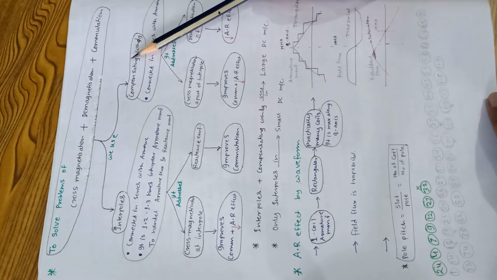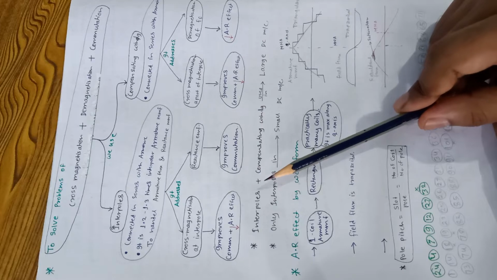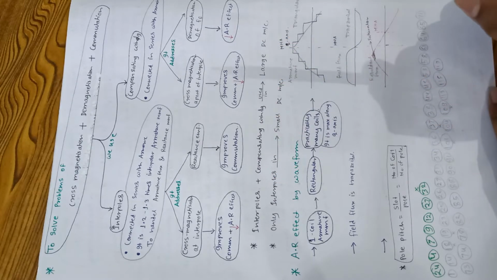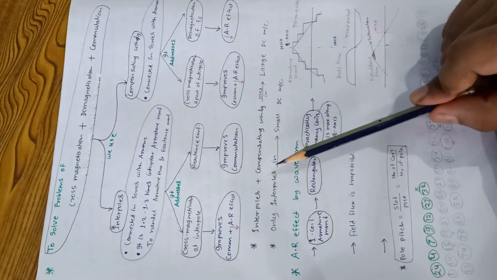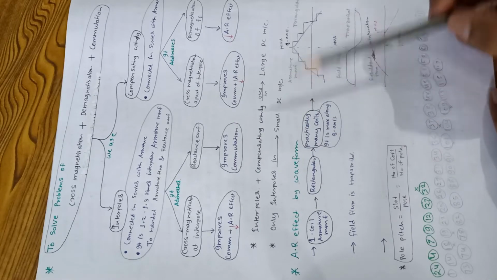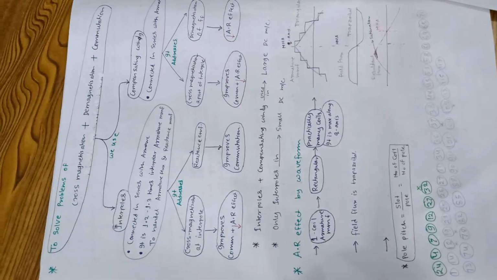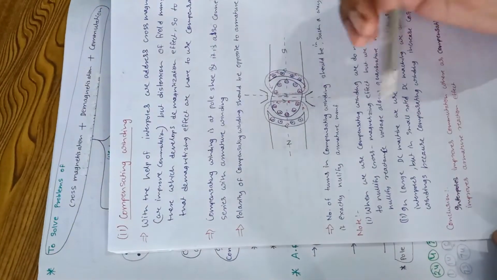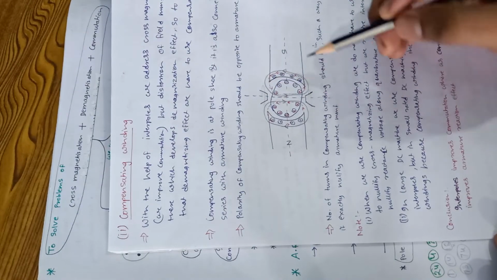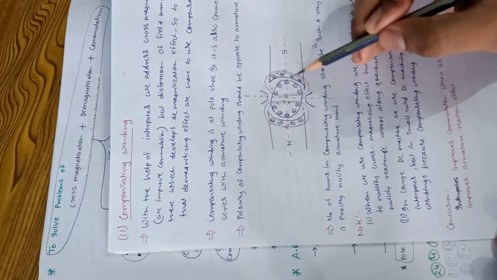Interpoles plus compensating winding are used in large DC machines, and only interpoles are used in small DC machines. When we look at how it looks, this one is the interpole, here we have the interpolar winding, and this one is the compensating winding.